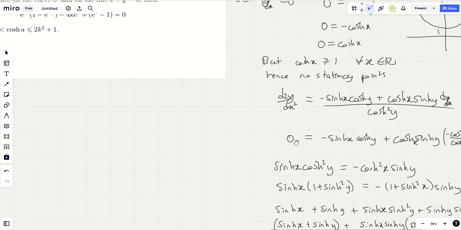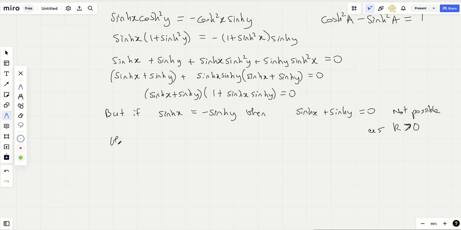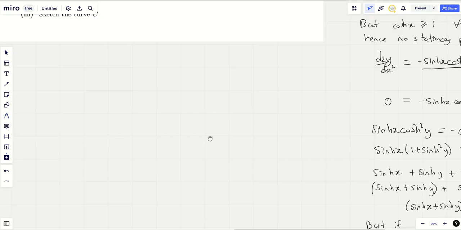But if you look carefully at the original result, you can say, but if sinh x equals minus sinh y, then sinh x plus sinh y equals 0. And this is not possible, as k was defined to be a positive constant. Yeah? K is a positive constant, and 0 is not a positive constant. Hence, 1 plus sinh x sinh y equals 0 is the only way of getting the second derivative equal to 0, given the conditions that we were given in the question.